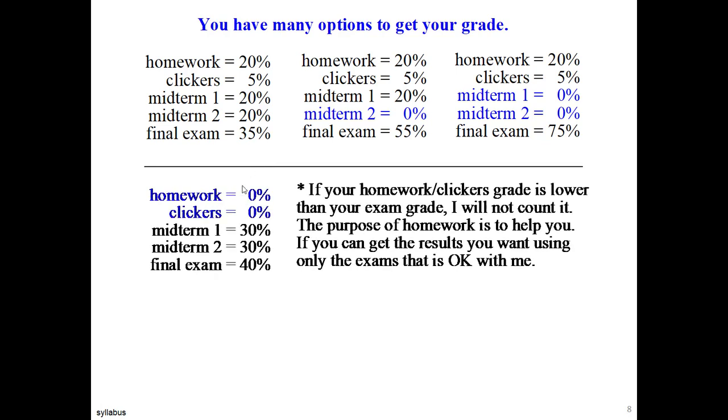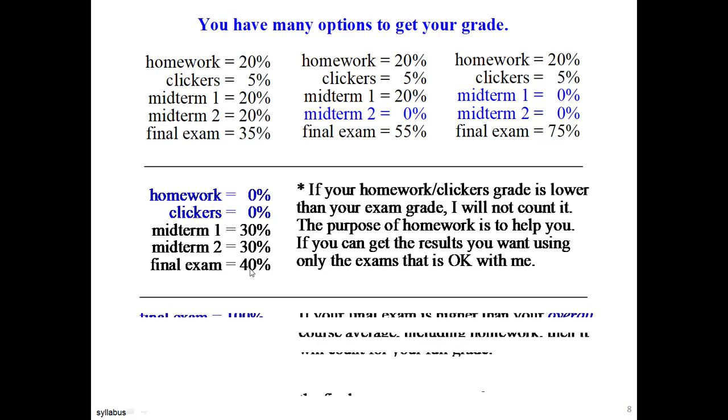Now, if your homework grade is bad, say you're not doing the homework or for whatever reason you're just getting a bad grade there, I will just throw out the homework. I'm not going to make the homework lower your grade. The homework can only help your grade. So if that's the case, I will eliminate the homework and count midterms 1 and 2 as 30% and the final exam as 40%. If you don't want to turn in homework, I don't think you can pass the course without it, but you can have this option. So there's another option for you.